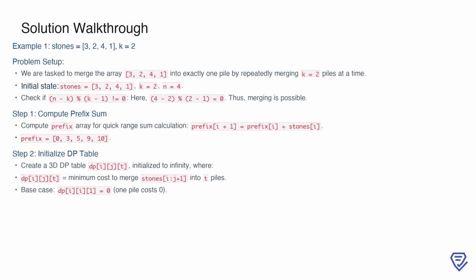Next, we compute the prefix sum array to quickly calculate the sum of any subarray. Starting with prefix[0] equals 0 and iteratively adding values from the stones array, we arrive at prefix equals 0, 3, 5, 9, 10. The next step is to set up our dynamic programming table. This dp table, dp[i][j][t], will store the minimum cost to merge the subarray stones[i..j] into t piles. Initially, we set all values to infinity, except for the base case where merging a single stone into one pile costs 0, so dp[i][i][1] equals 0.